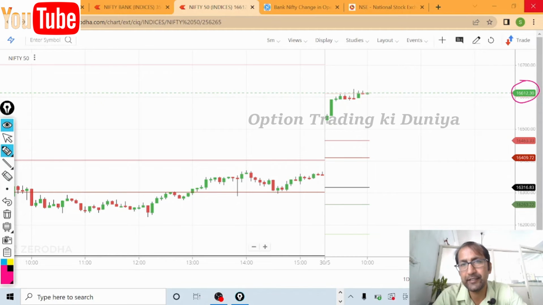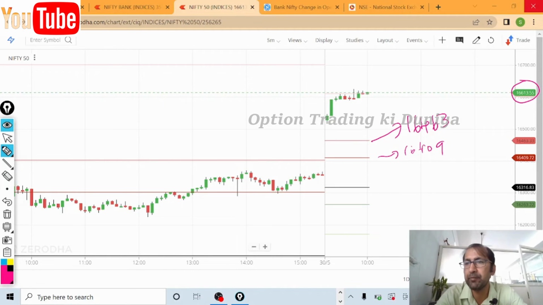They have broken the resistance. The first resistance was at around 16,409. The second resistance level was 16,463. All broken today with a very big gap up. So now market is trading at around 16,613. So how do you trade your position today?